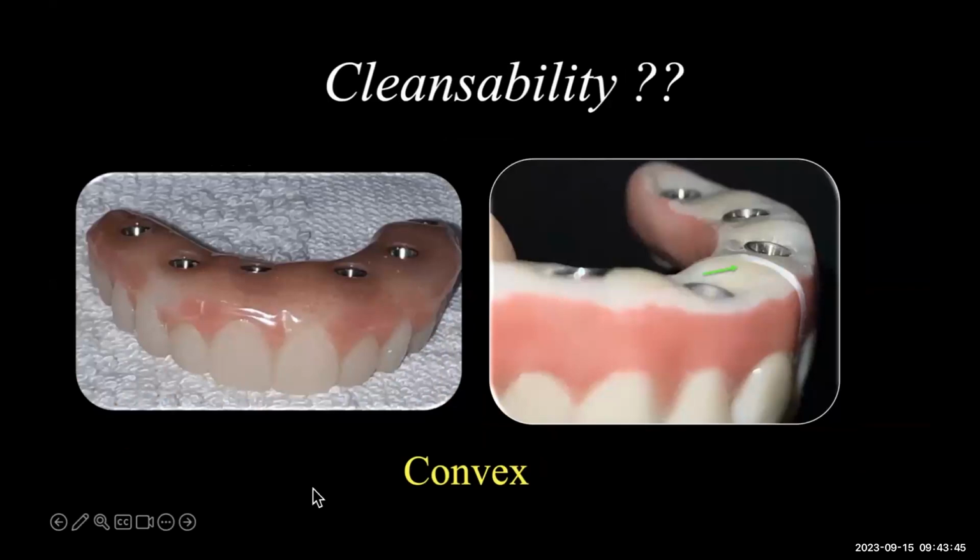So if we look at a convex, this is ideal. See how this intaglio surface is nice and convex? And I just ran a piece of floss over it to simulate what a patient would do. So if a patient puts in floss in between two implants, they're going to be able to very easily clean in between those two areas because it's convex.